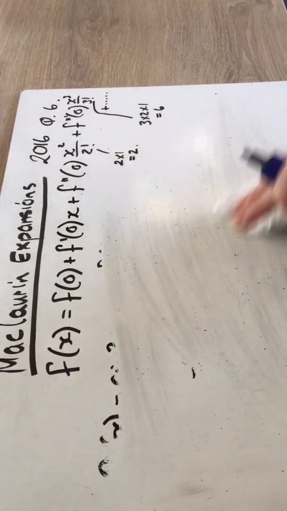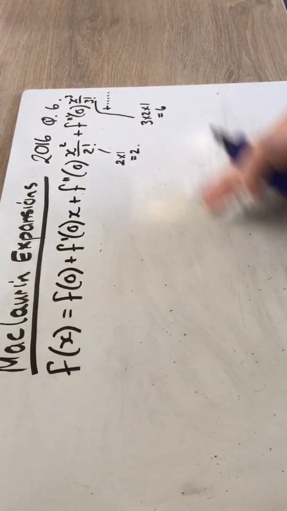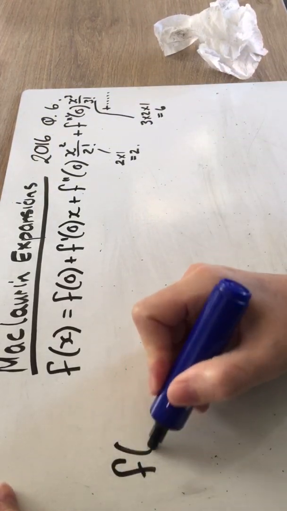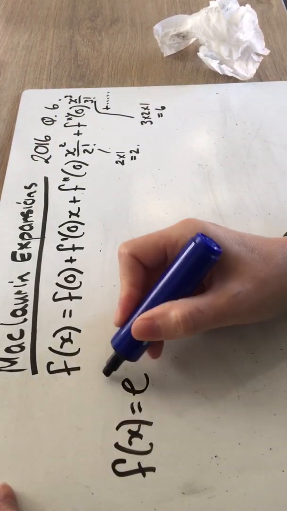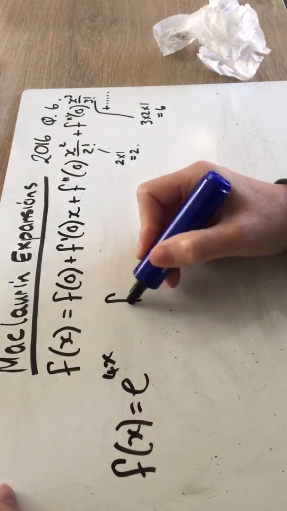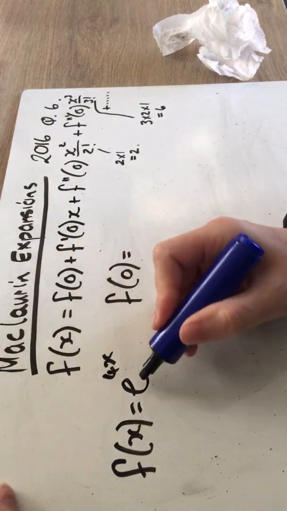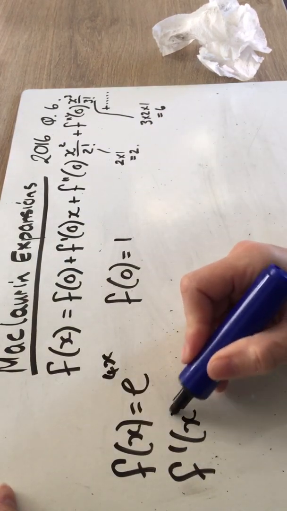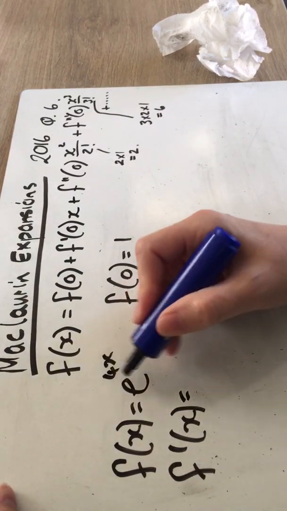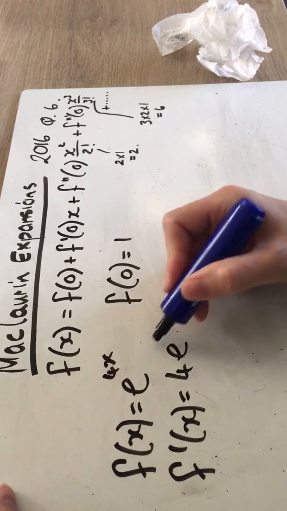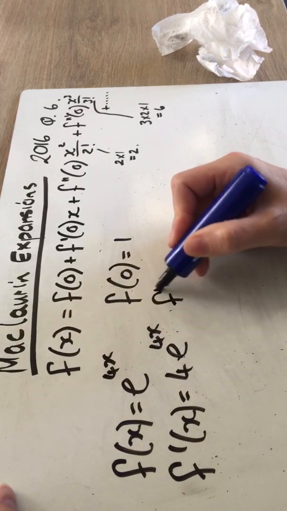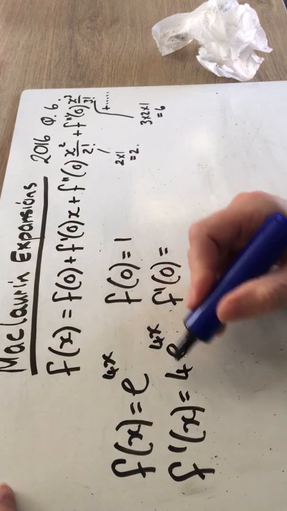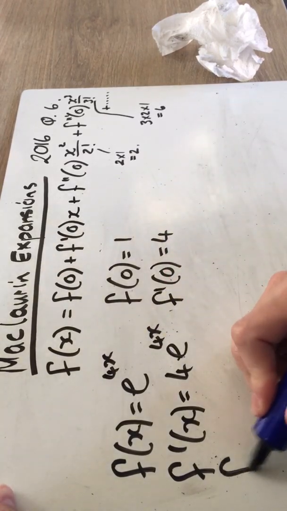So we're now starting with f of x being e to the 4x, f of 0 would be e to the 0, which is 1, f dash x, a chain rule again, which is 4e to the 4x, and subbing in 0, that bit's going to be 1 times 4 is 4.